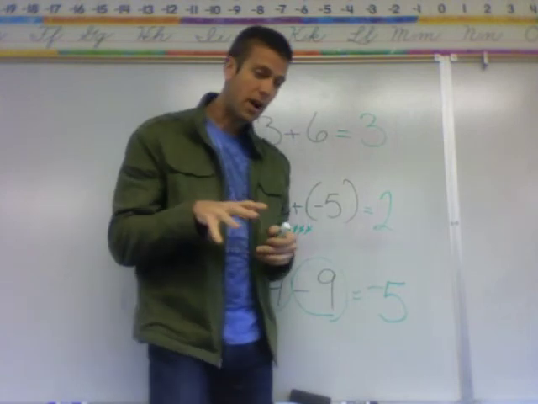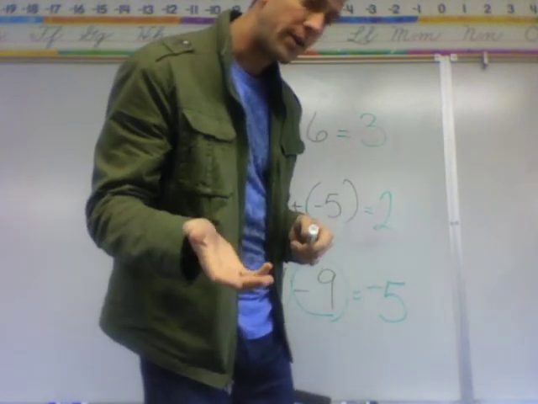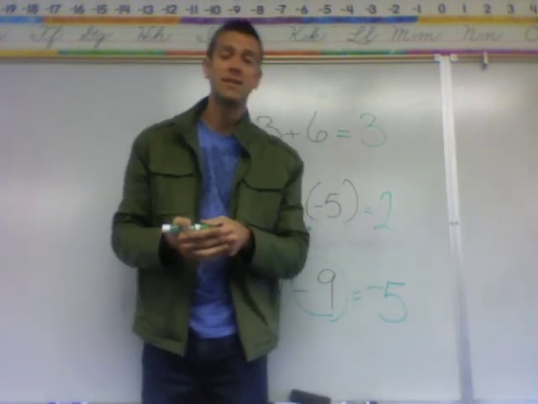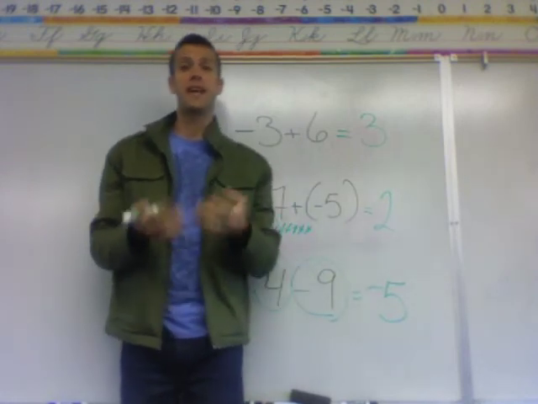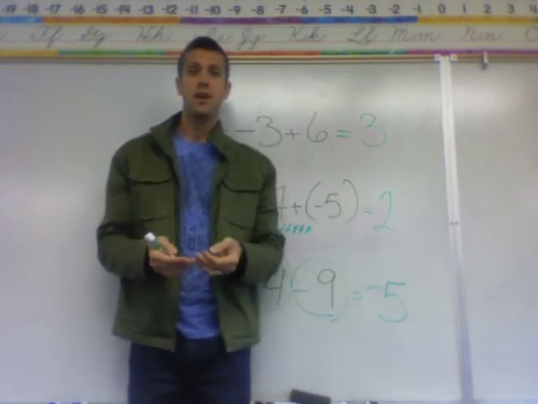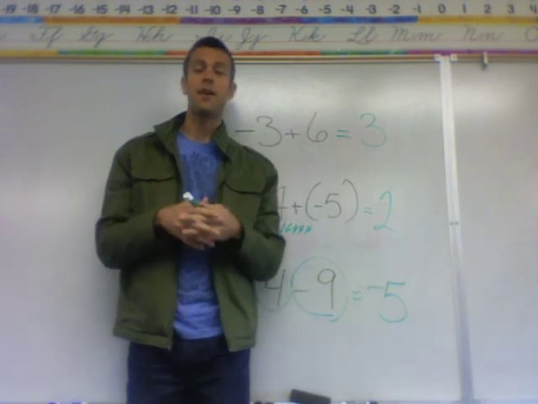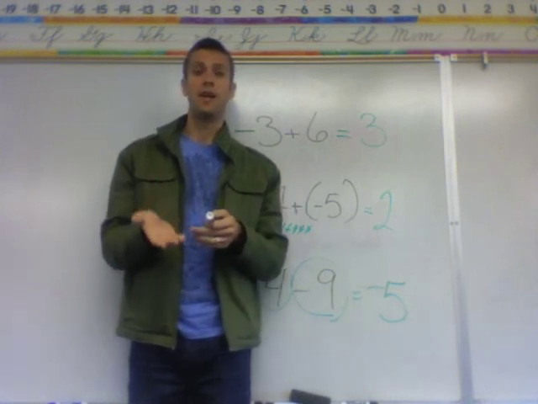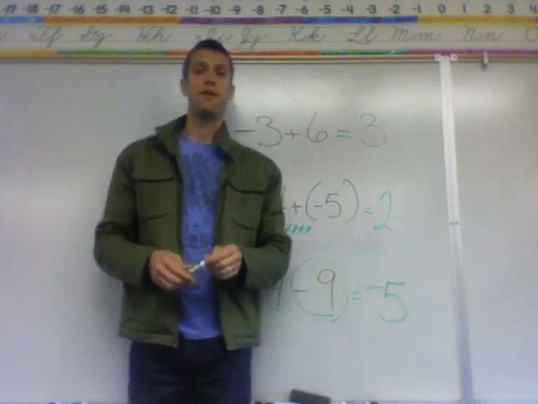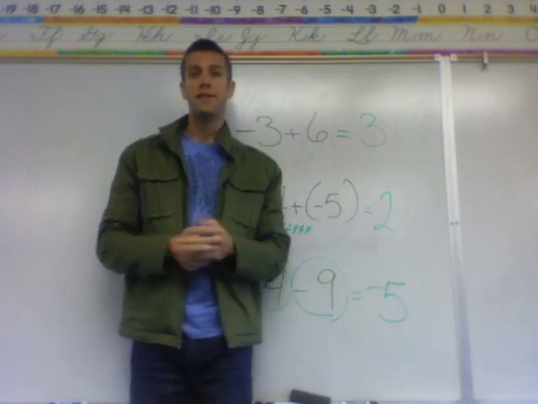Now watch out for problems like number 7, negative 6 plus negative 6. That's negative 6 and negative 6. That one, you add them together, and you take the sign of both of them. So negative 12.